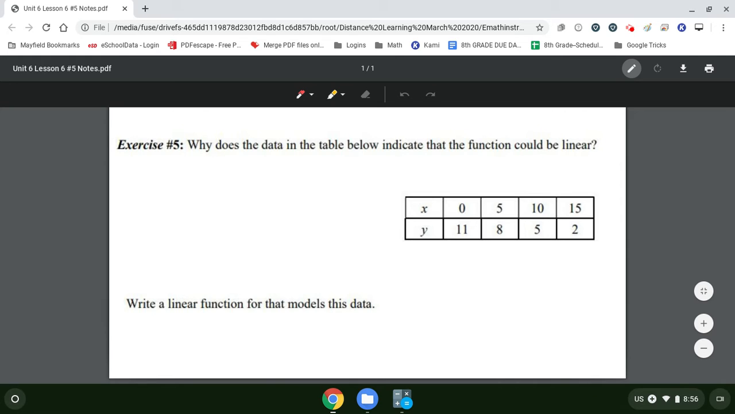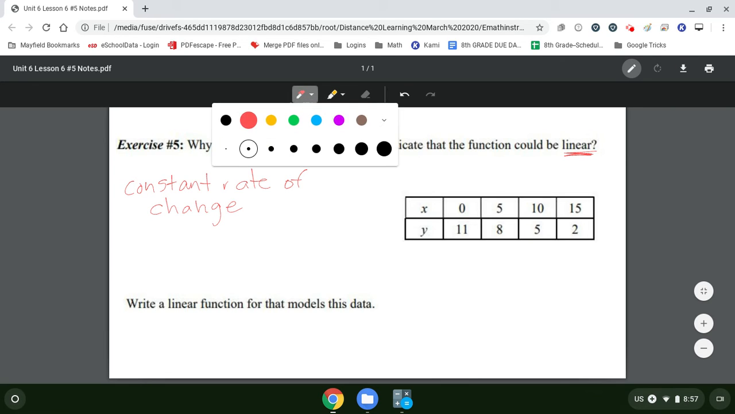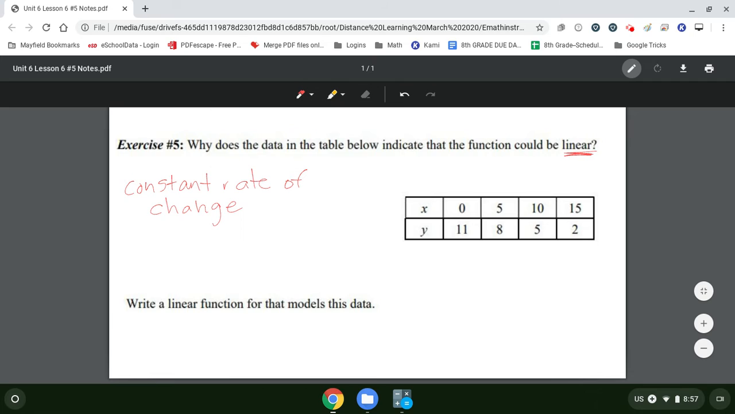So if we're looking for linear, a linear function has to have a constant rate of change. So we have to look and see if the data has a constant rate of change. If it does, then it's linear. So let's look at the table.